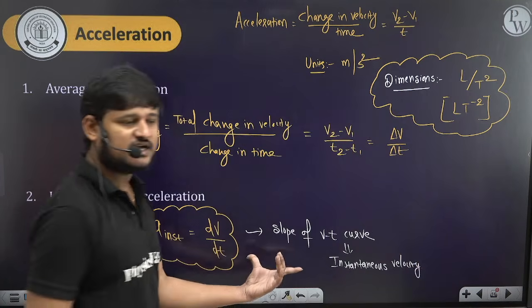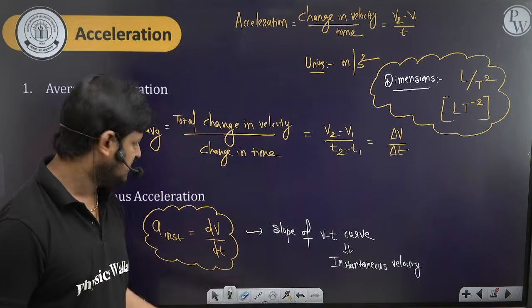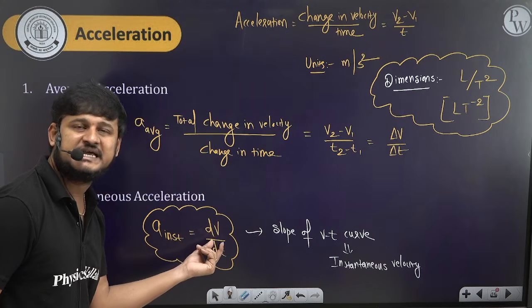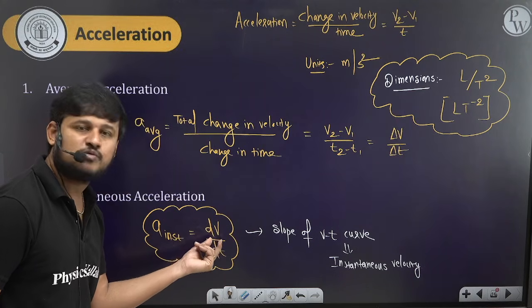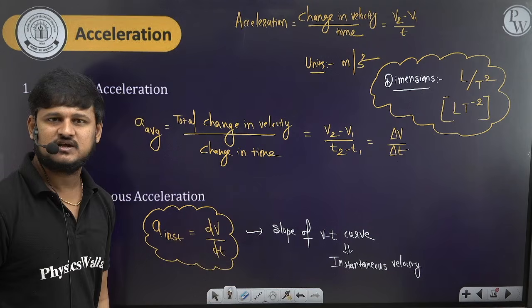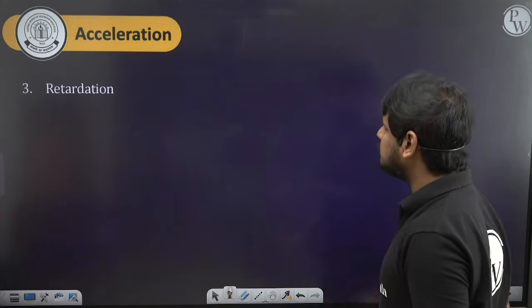This point is clear, everyone? The slope of the v-t curve gives the instantaneous acceleration, d by dt of v. So the differentiation of velocity, differentiation means slope, the slope of the v-t curve results in acceleration. Done, everyone? Now next, one more thing: retardation.